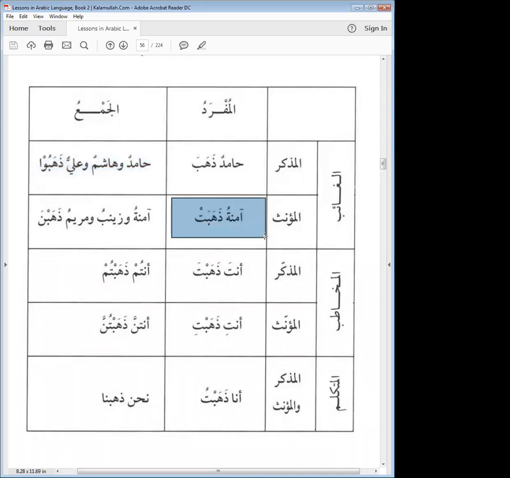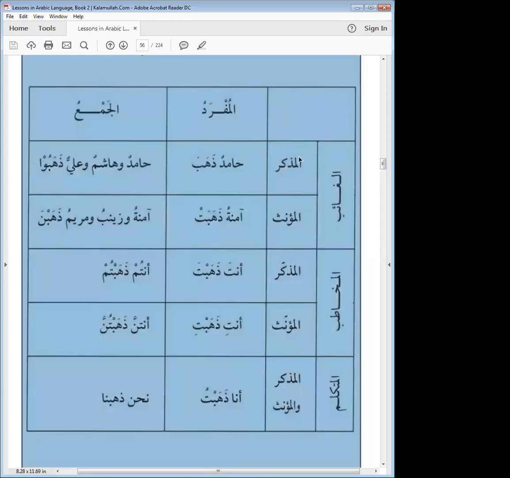So Aminatu dhahabat. Then Aminatu wa Zainabu wa Maryamu dhahabna. So that is the third person, third person masculine and third person feminine.